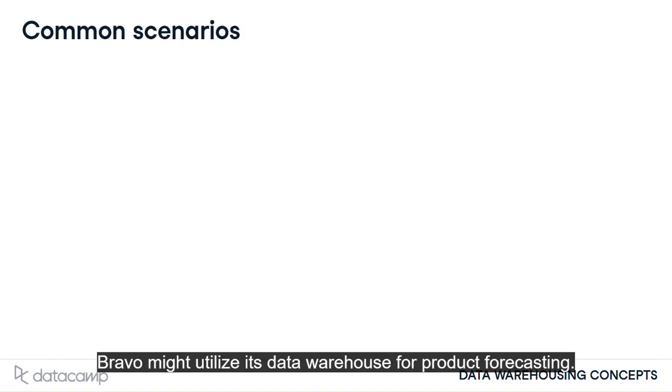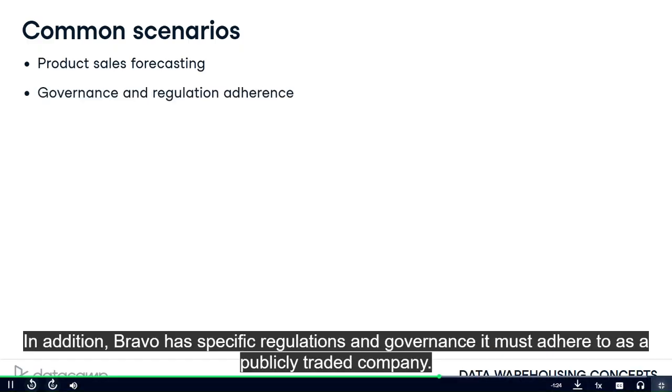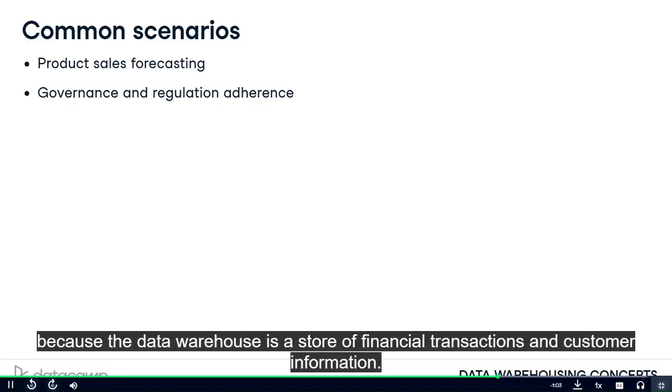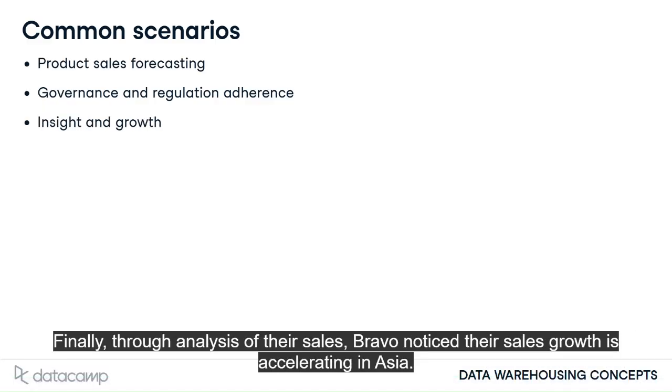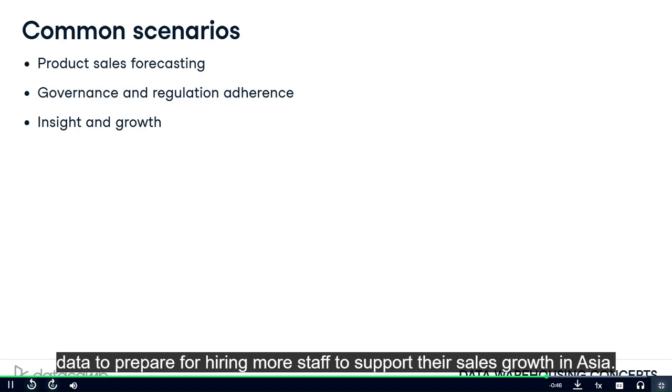Bravo might utilize this data warehouse for product forecasting. Their data warehouse aggregates their historical sales by customer and product. Employees could also prepare reports to confirm Bravo's adherence to the rules and regulations that govern it. Finally, through analysis of their sales, Bravo noticed that their sales growth is accelerating in Asia. Therefore, HR and operations might use their projected sales growth in Asia.